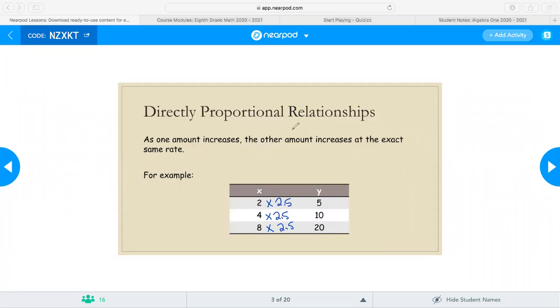So for a proportional relationship, I would make sure I have this definition written down: the proportion between y and x are the same for all inputs and outputs. So if I set up proportions, 5 over 2 would be 2.5, 10 over 4 would be 2.5, 20 over 8 would be 2.5. So they all have the same proportion. That's what makes them proportional.